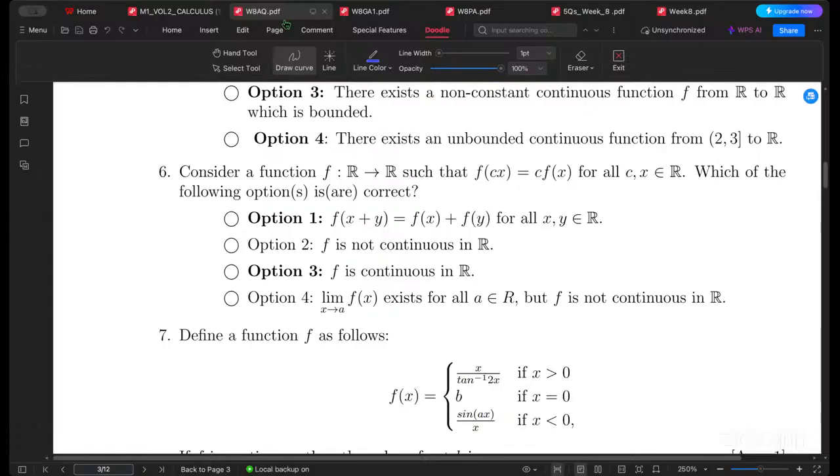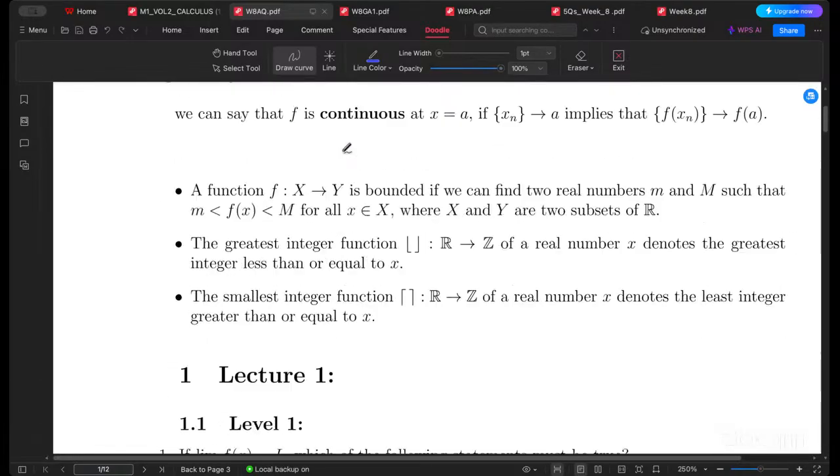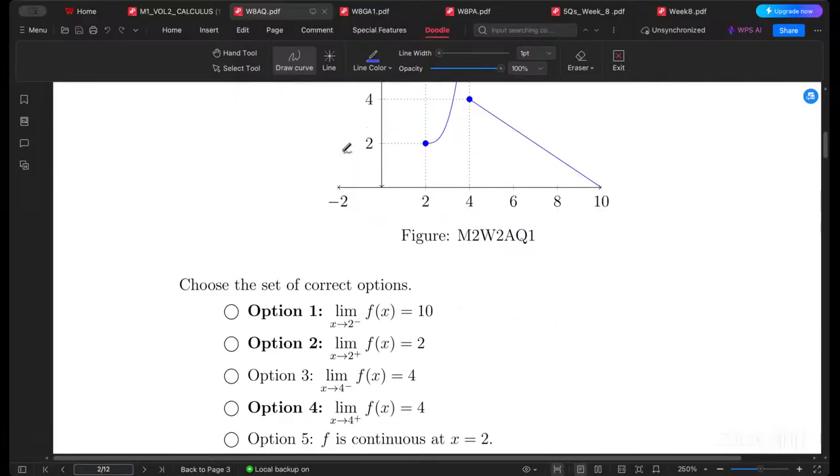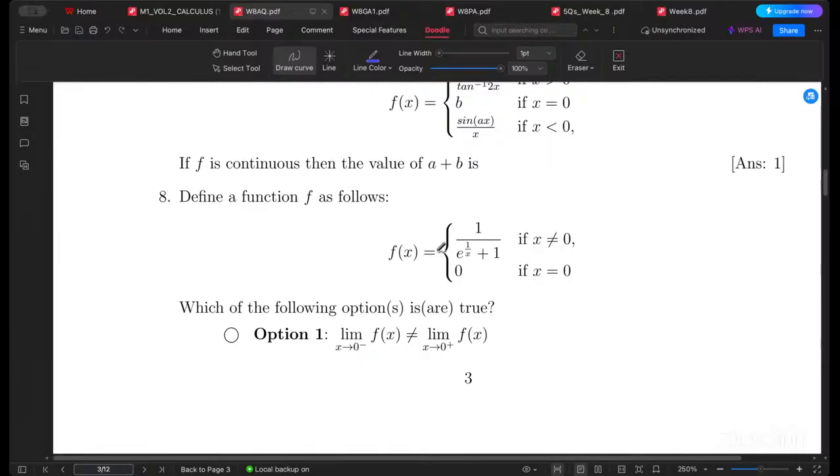Okay, so let's see what the question is here. You are in activity 8.1, question number 8. This one you are asking, right? Yes, ma'am. Okay, fine. So for this question, you are given a function f of x is equal to 1 by e power 1 by x plus 1. This is true when x is not equal to 0, and when x is equal to 0 it is 0.